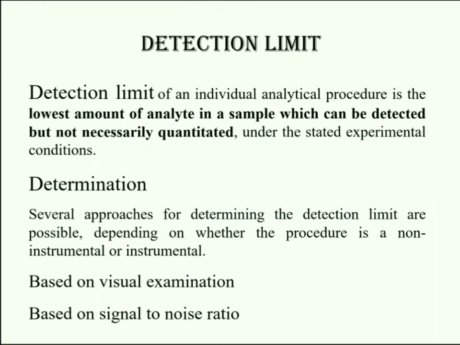Next is detection limit. Detection limit of an individual analytical procedure is the lowest amount of analyte in a sample which can be detected but not necessarily quantitated under the stated experimental conditions. So the detection limit is a crucial factor in determining whether a molecule can be identified and quantified within the acceptable limits. Here, quantification is not possible in all the methods using detection limit. Determination of detection limit is based on either visual examination or signal to noise ratio.